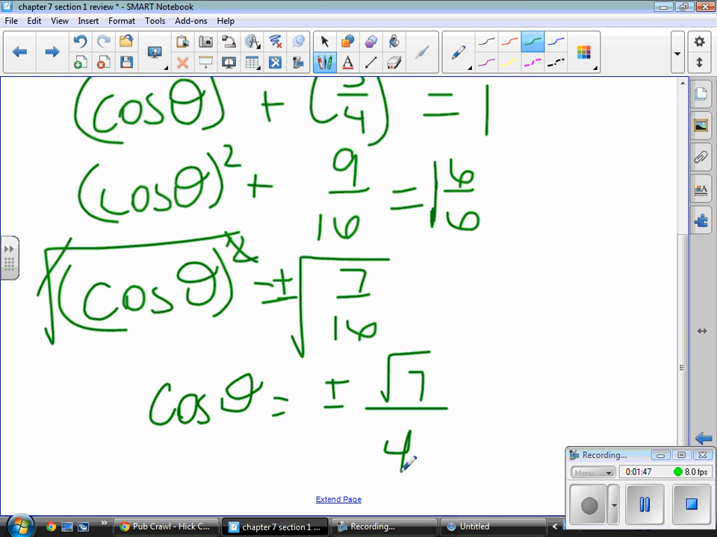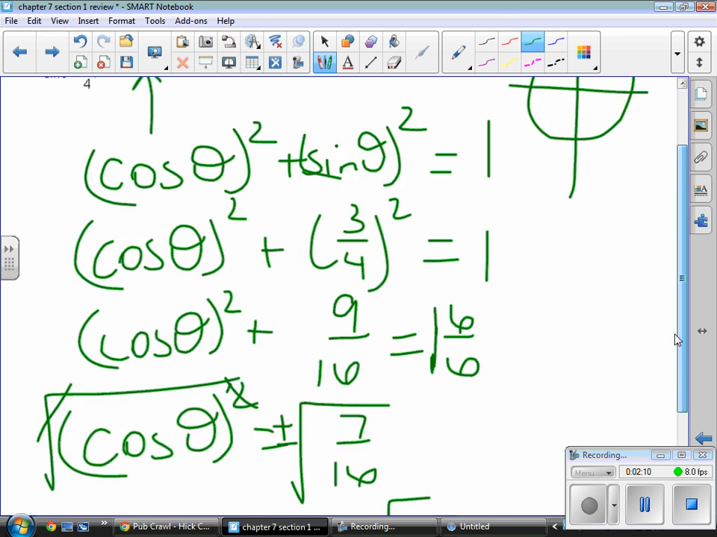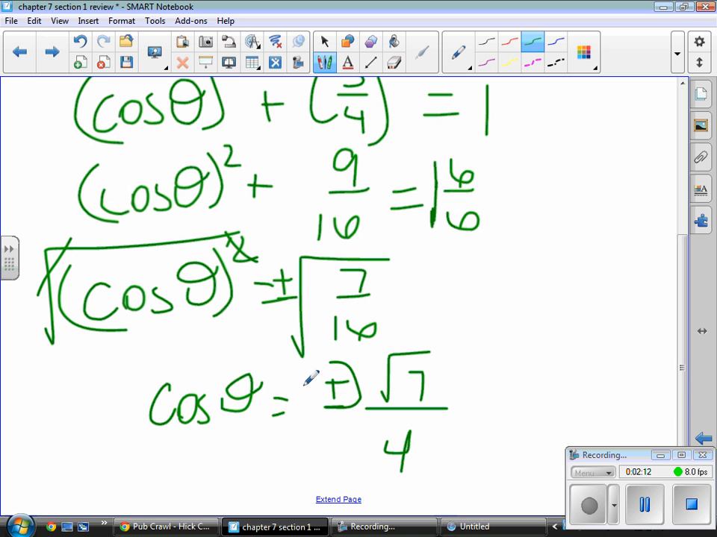The decision is, is it positive or negative? Now, it says the sine is a positive value, but it doesn't specify where it is on the unit circle. If it's in the first quadrant, I know my sine and cosine are both going to be positive, because it's to the right and up. So since it doesn't say, I'm going to assume it's in the first quadrant. If it's in a different quadrant, it would say so. So since I'm assuming it's in the first, cosine is going to be positive.